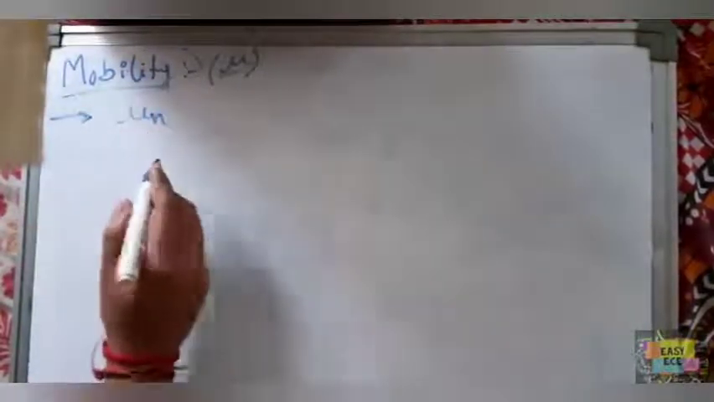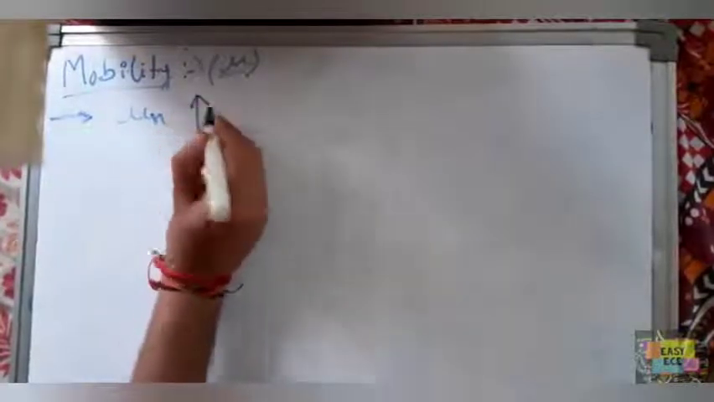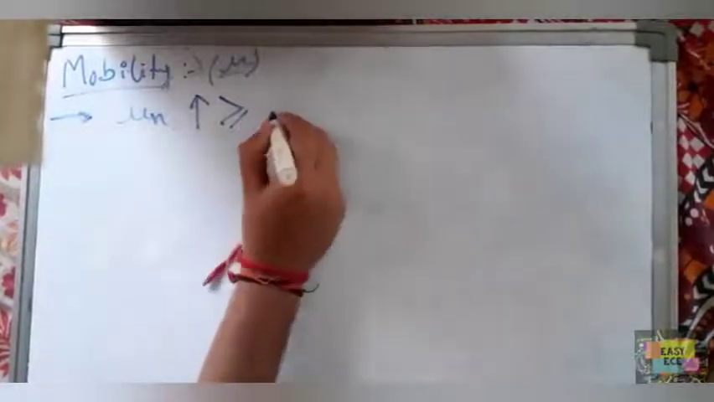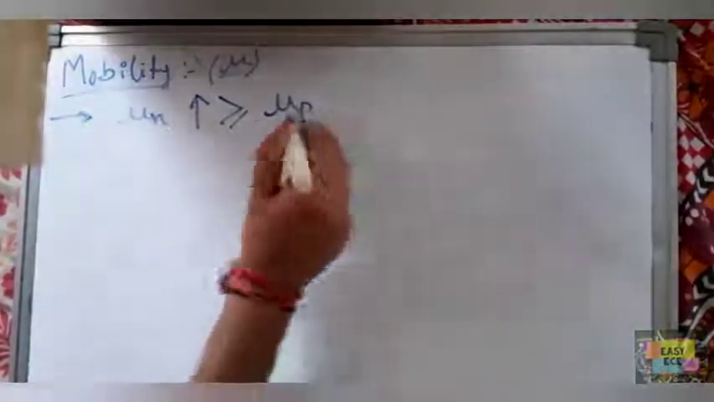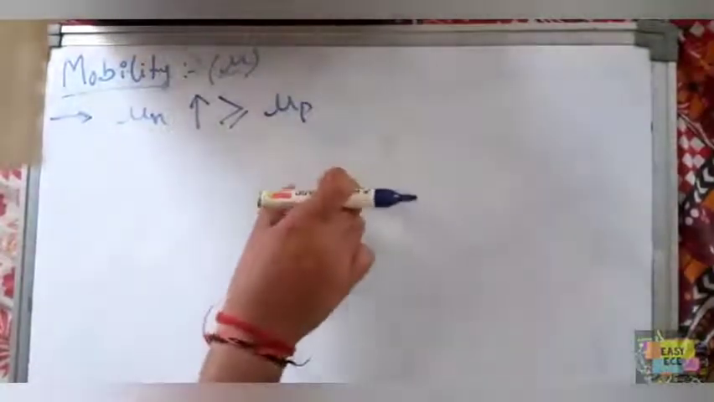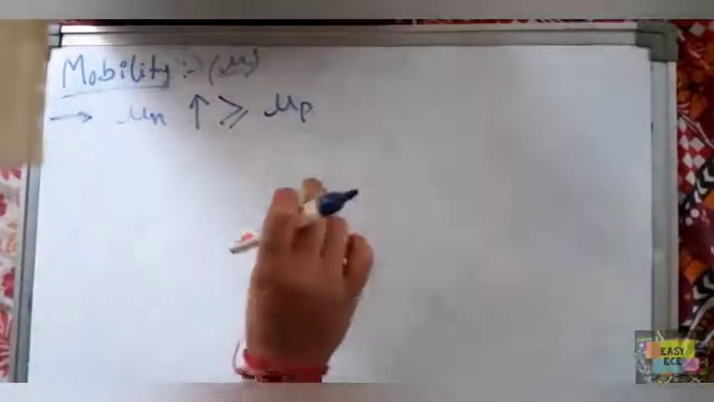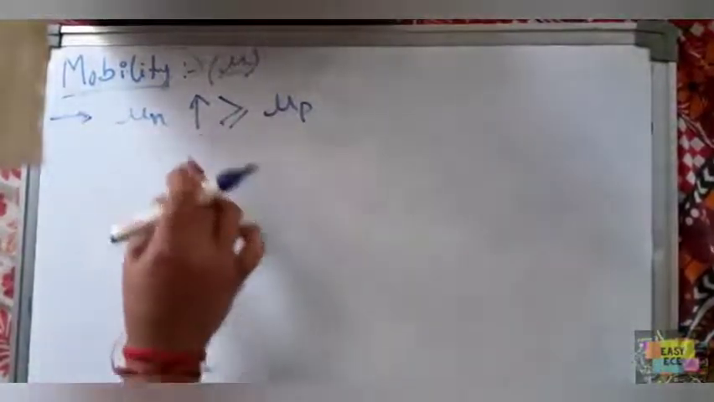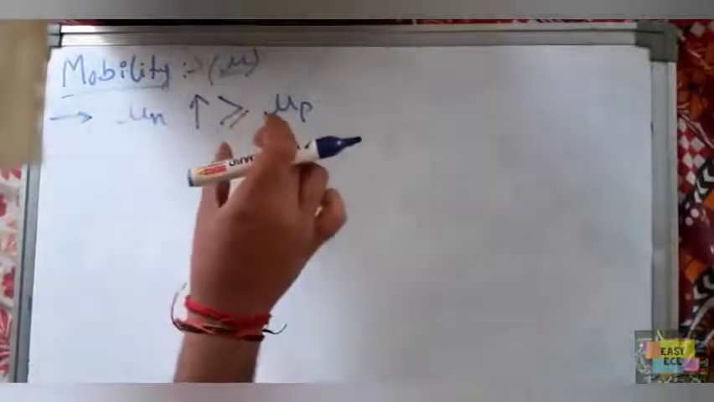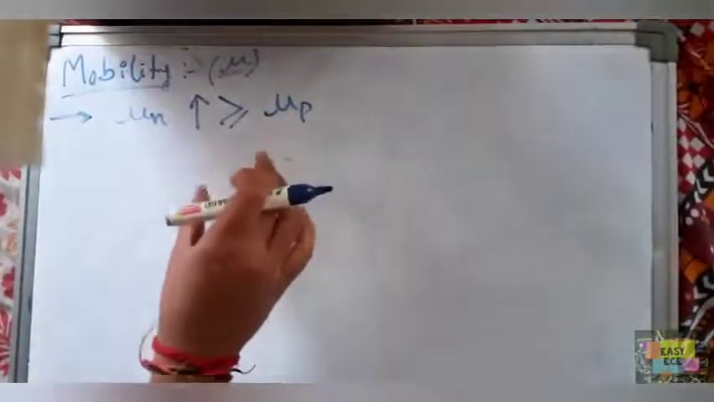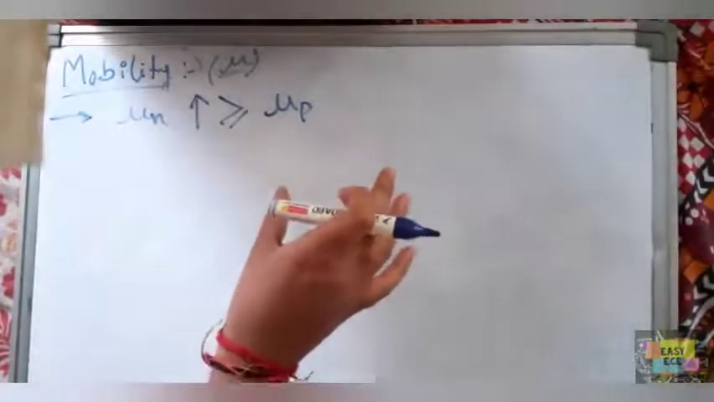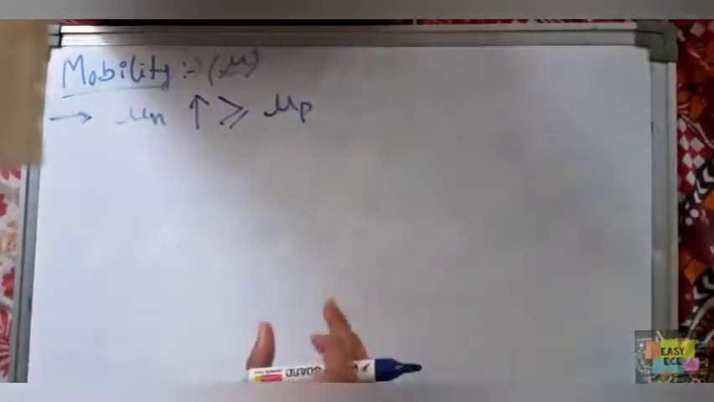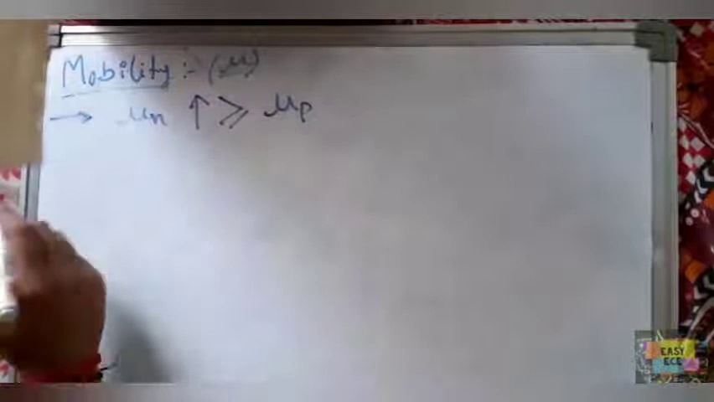I am writing in short manner, you write in details. Electron mobility is always greater than hole mobility. That is what is defined: the electron moves faster than holes. As compared to a hole, an electron moves faster. Therefore the electron can travel faster and contribute larger current compared to holes. This is the first point.